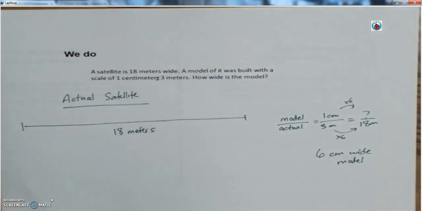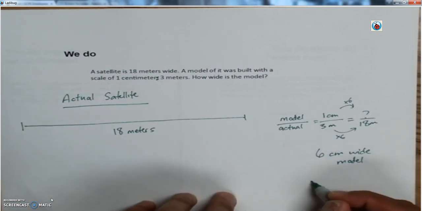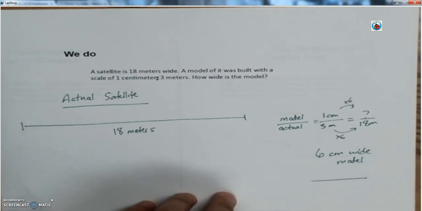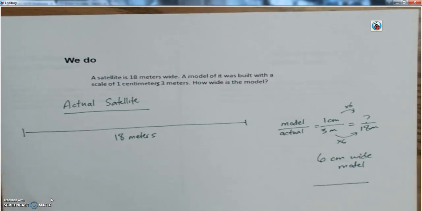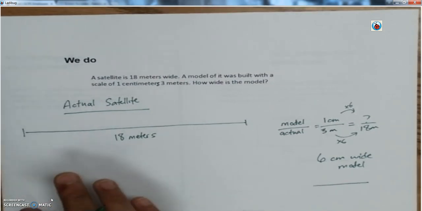That makes sense, right? If you were going to build a prototype, but you still want everything to be in proportion, your shrunk down version would be 6 centimeters wide. That's really small. Actually, I don't know how realistic that is. 6 centimeters is a very small model. But hey, that's the answer to the problem.